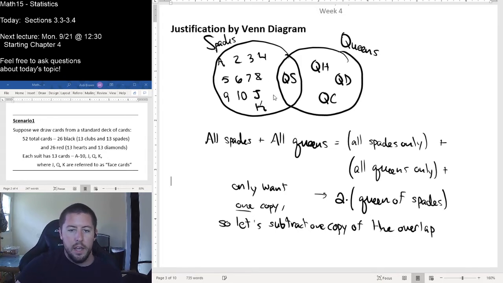All right, so if I add up the spade stuff only, I get the non-overlapping part on the left. If I add up the queen stuff only, I get the parts on the right. But if we add both circles entirely, we're getting 2 copies of the stuff in the middle, and I don't want to double count this. So since we're getting 2 copies of the stuff in the middle when we add these 2 groups together, I want to subtract one of the copies of the stuff in the overlap, so that everything is only counted once.